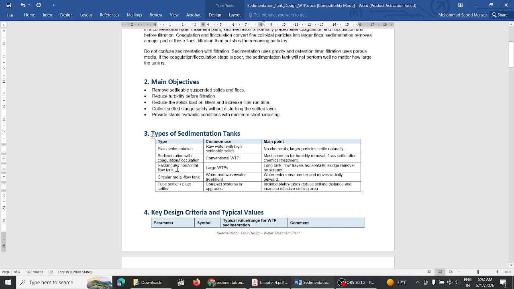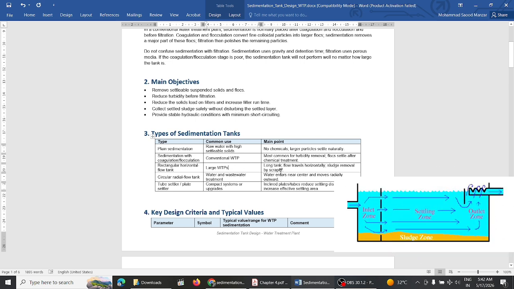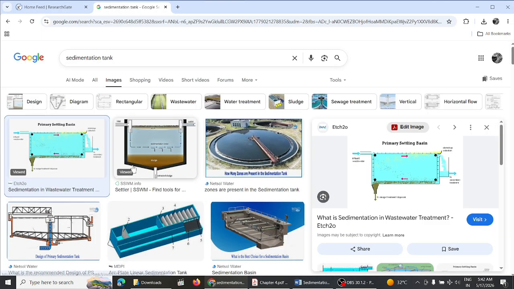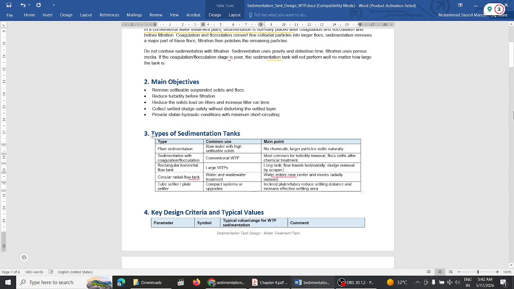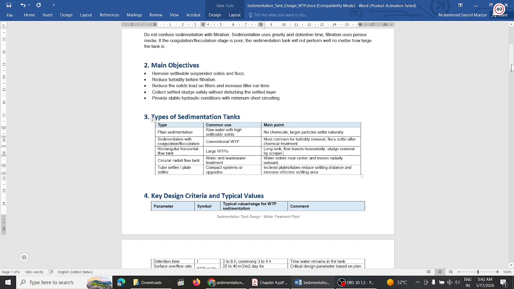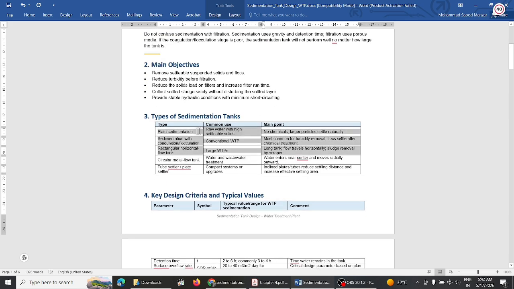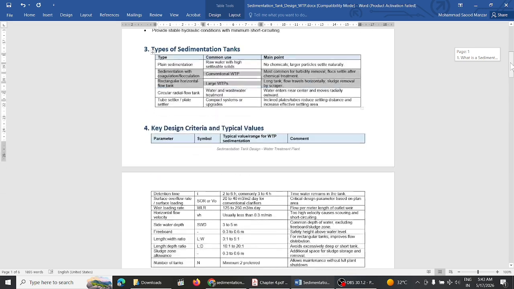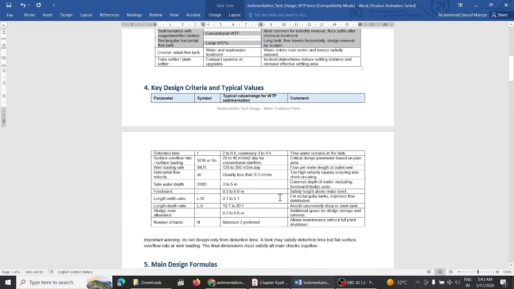Now rectangular horizontal flow tank. This is usually for large wastewater treatment plants, with long flow travel horizontally, and sludge removed by a scraper. So if we have sludge at the bottom, you will remove this by scraping. Now the tube settler, which we have not covered, we have covered only the first 3, so we will be focusing on the top 3 only. Now this is the design criteria as per the book.